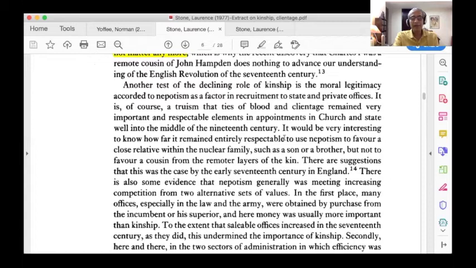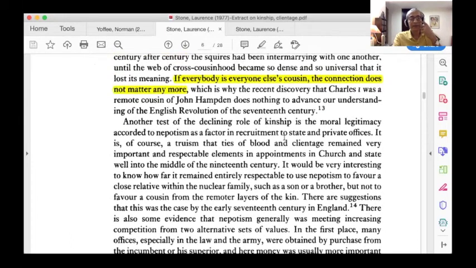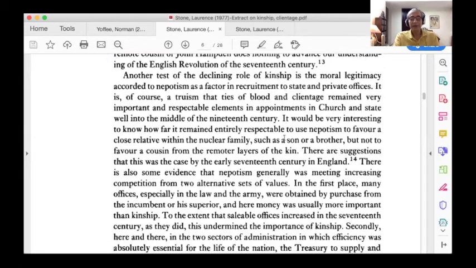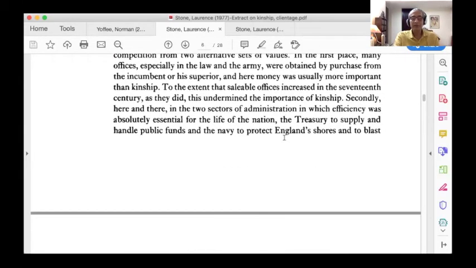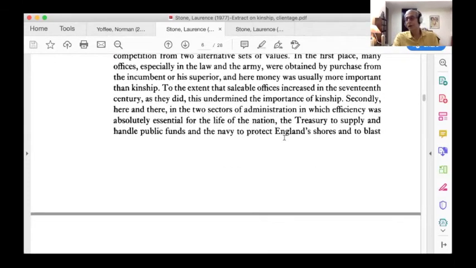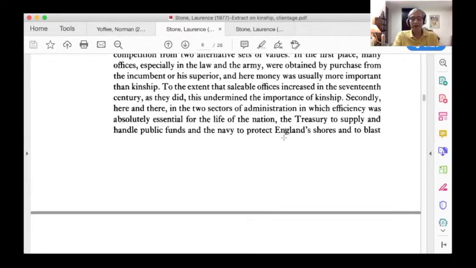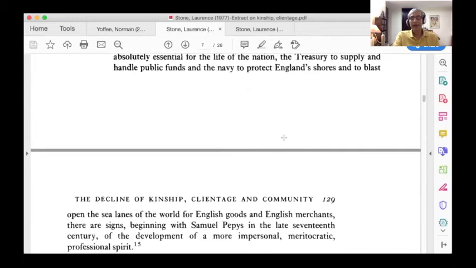The role of kinship was also complicated by the fact that there were too many connections. If everybody was everybody else's cousin, then the connections don't really matter that much, right? So that's also the reason why kinship as a source of political strength began to decline in this period.